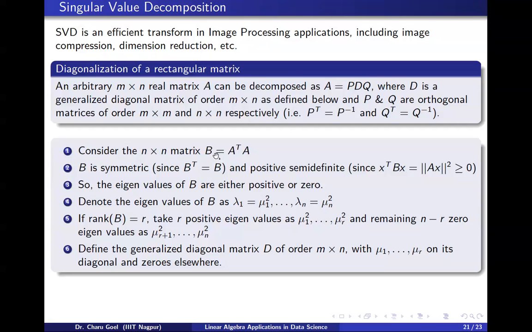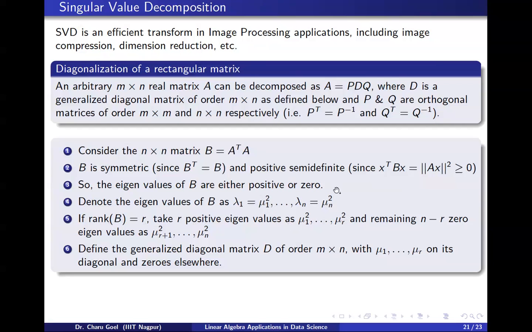It is an n cross n matrix, so it will have n eigenvalues. Let us denote them by lambda 1 up to lambda n. Now, since these are positive, say if it is 5, it can be written as the square of root 5. If it is 3, it can be written as the square of root 3, because they are positive. So we write lambda i as mu i square. If the rank is r, we have already learned what rank is, then we take the r positive eigenvalues as mu 1 square up to mu r square, and all the remaining ones will be 0.